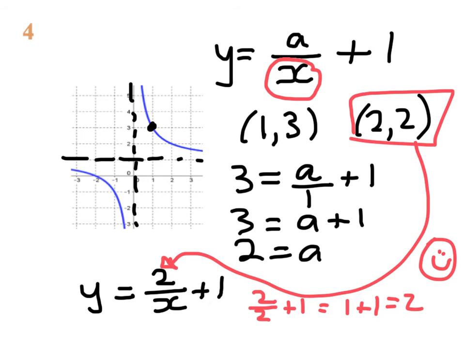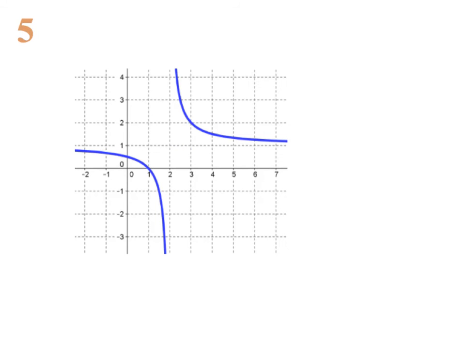Right, next equation. Next graph. Right, number 5. So another one with asymptotes that have been translated.